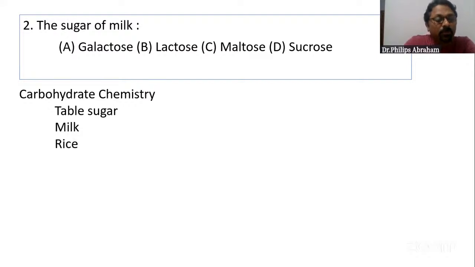In rice, what's the sugar? Starch, which is a polysaccharide. What about the sugar in sprouted seeds? It is maltose.